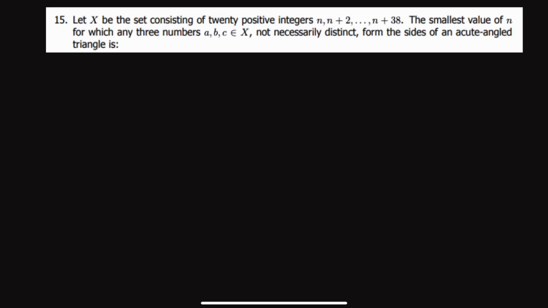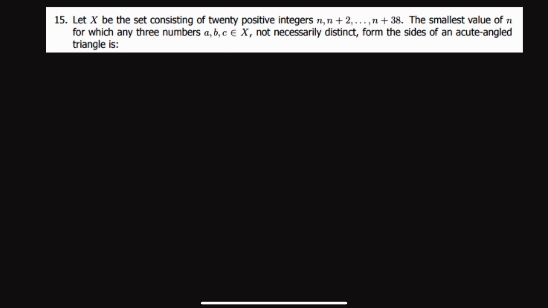In this video, I'll be solving the 15th problem of the IOQM 2024 paper. Let X be the set consisting of 20 positive integers n, n plus 2, and so on till n plus 38. The smallest value of n for which three numbers a, b, c belonging to X, not necessarily distinct, form the sides of an equilateral triangle is?